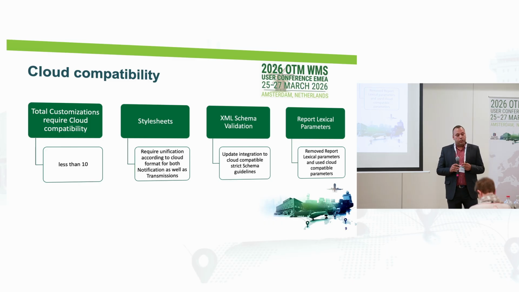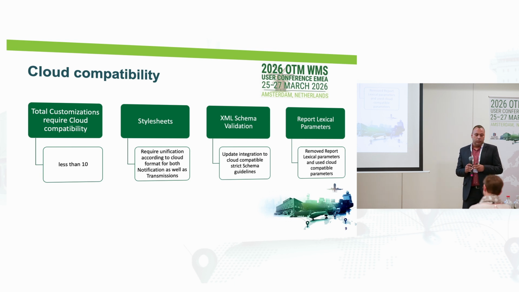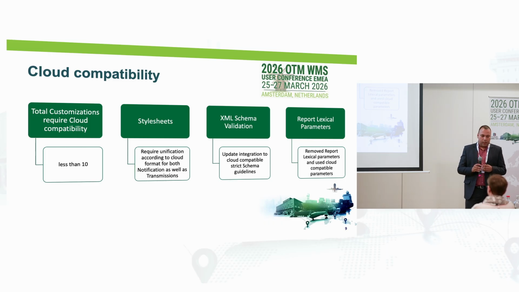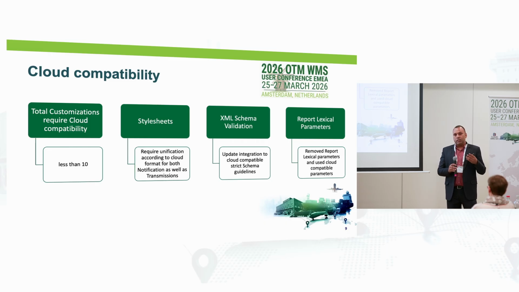The second piece, which is very important and troubles many customers even today, is the XML schema validation. Strict XML schema validation is where in the past you could put your XMLs without any strict schema validations and it would still work. But with cloud, that causes trouble, and we have to make sure that we use a strict schema validation. That's something which Vijay will cover in detail when we come to system integration.